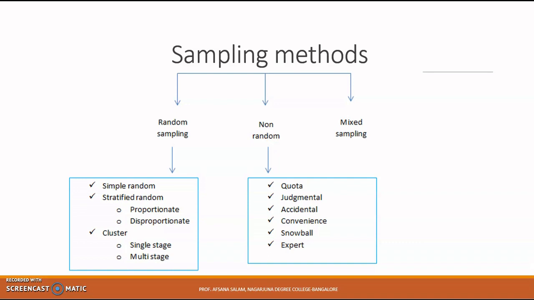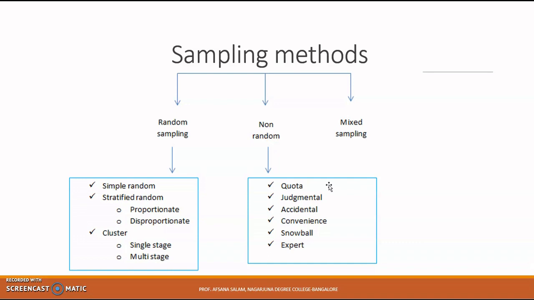So we have something called non-random also. Here you have the second type, non-random sampling. Here you have quota sampling, judgmental sampling, accidental sampling, convenience sampling, snowball sampling, and expert sampling.